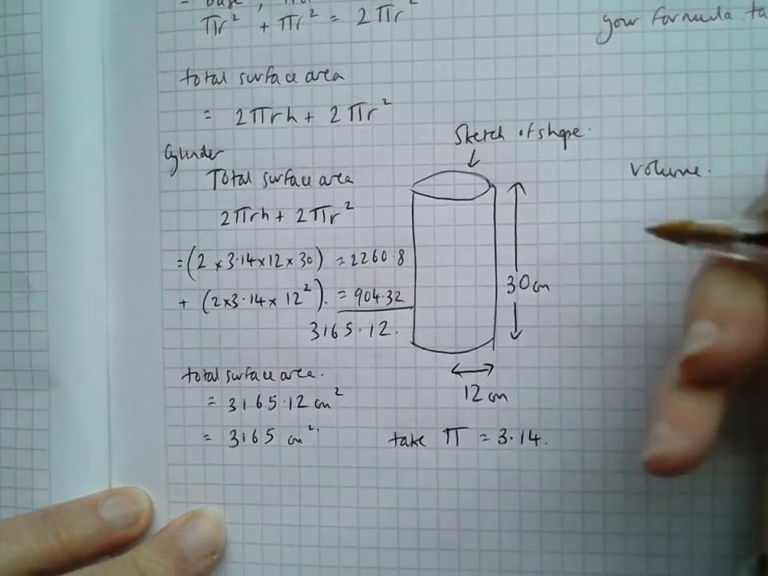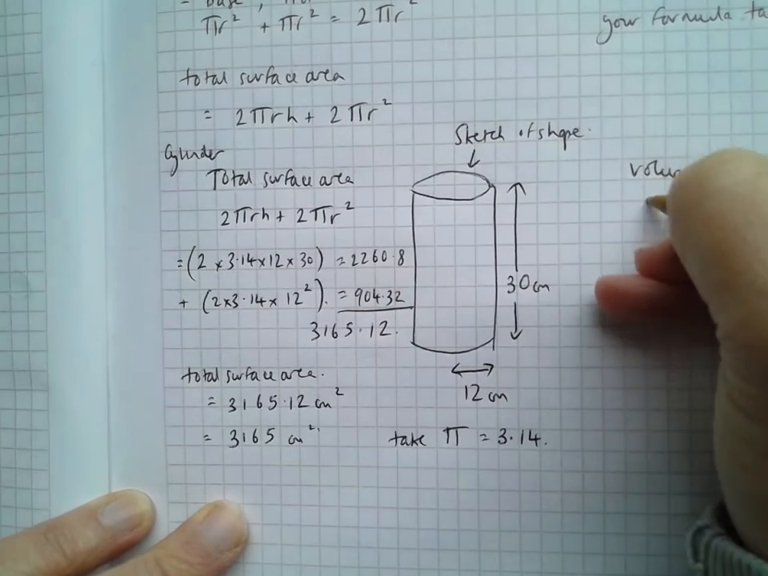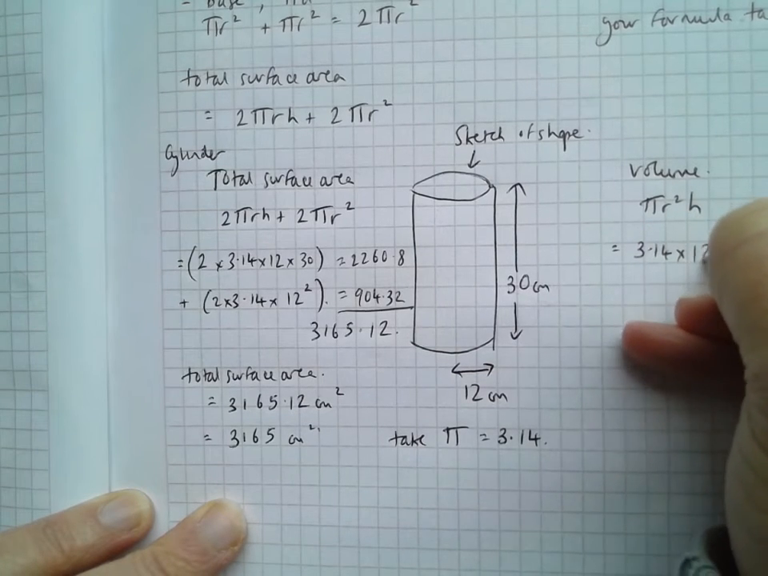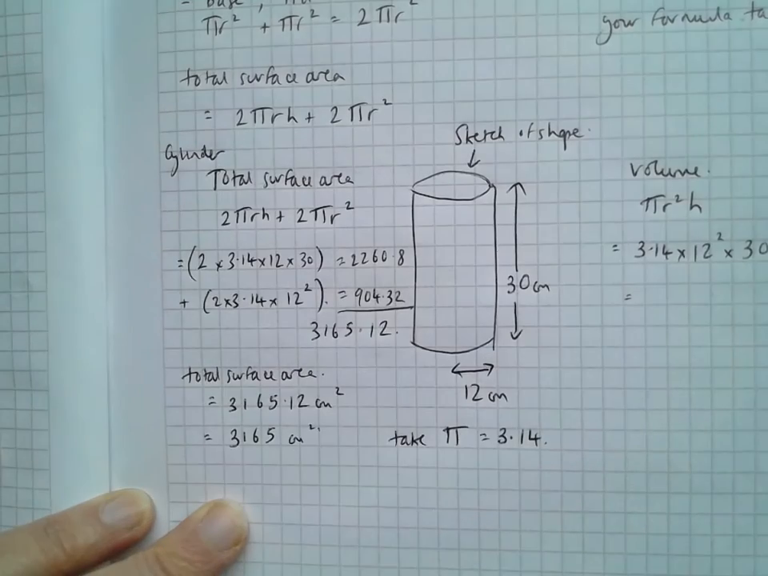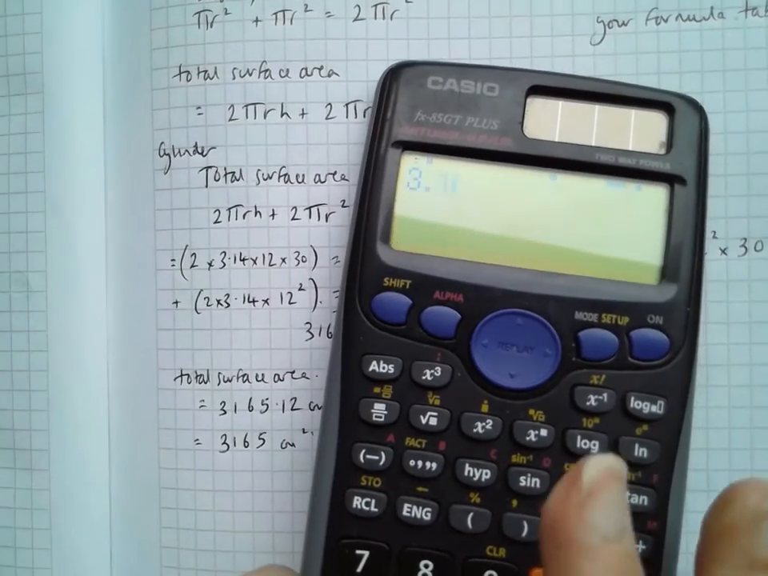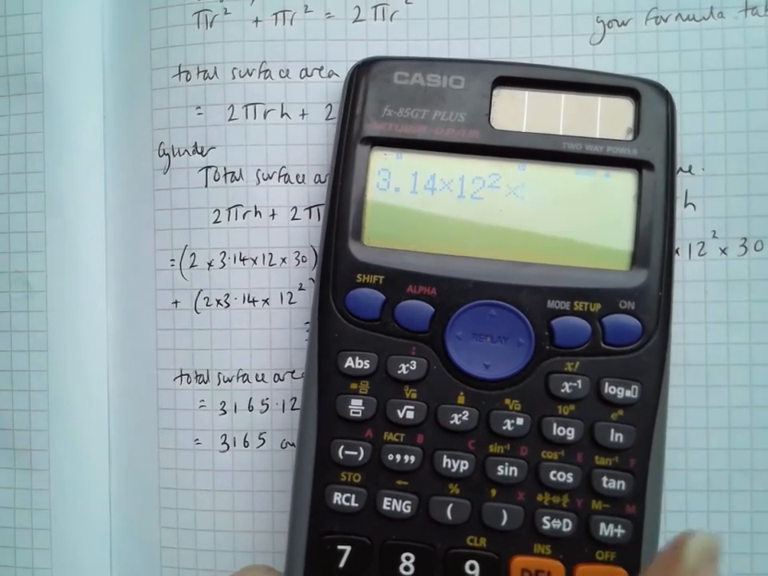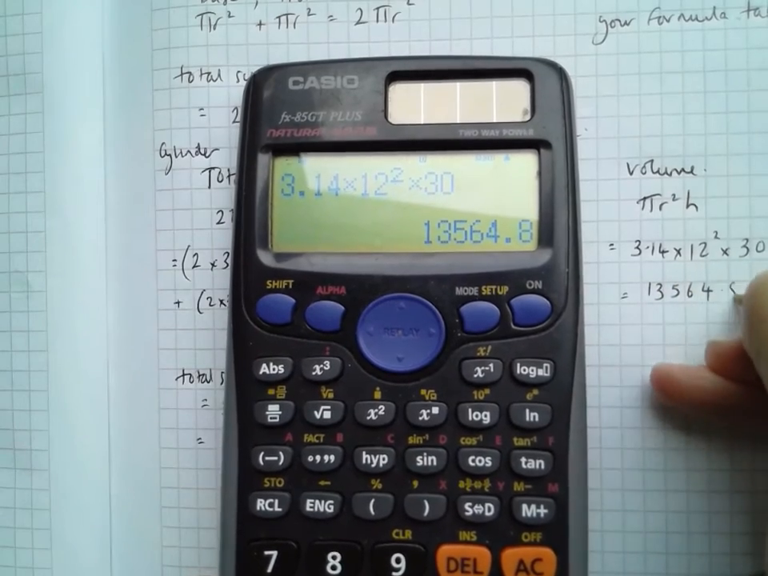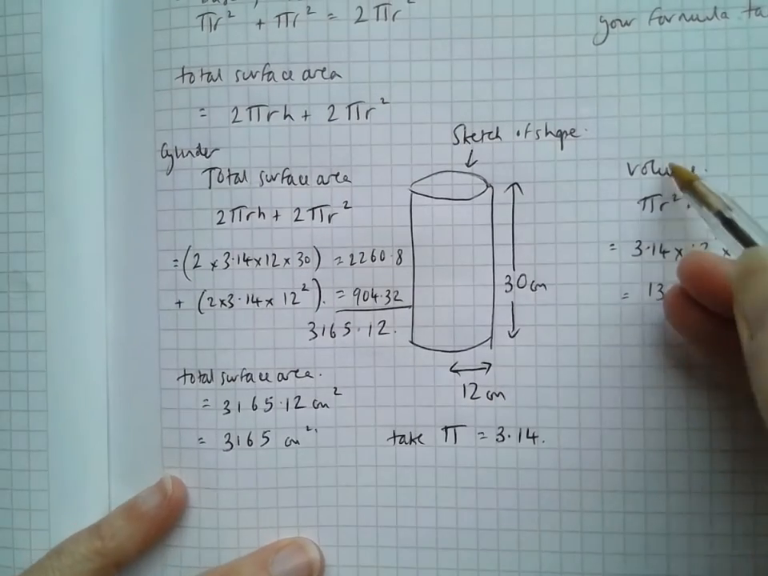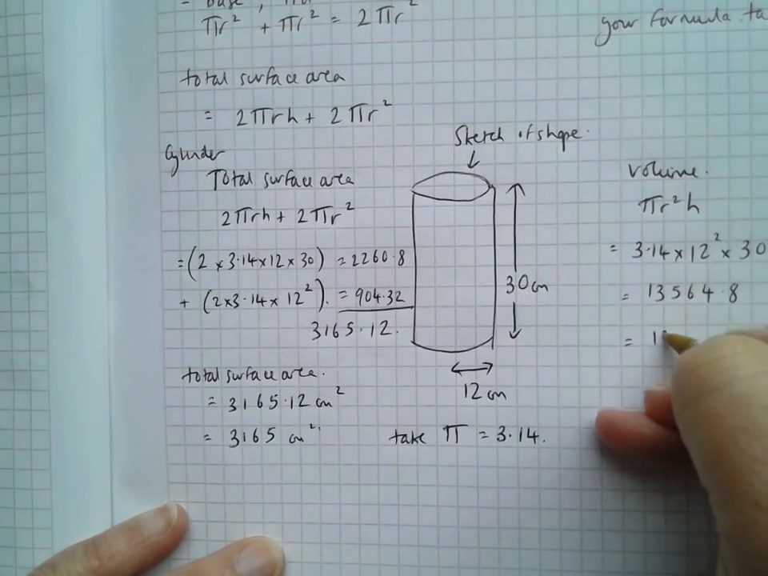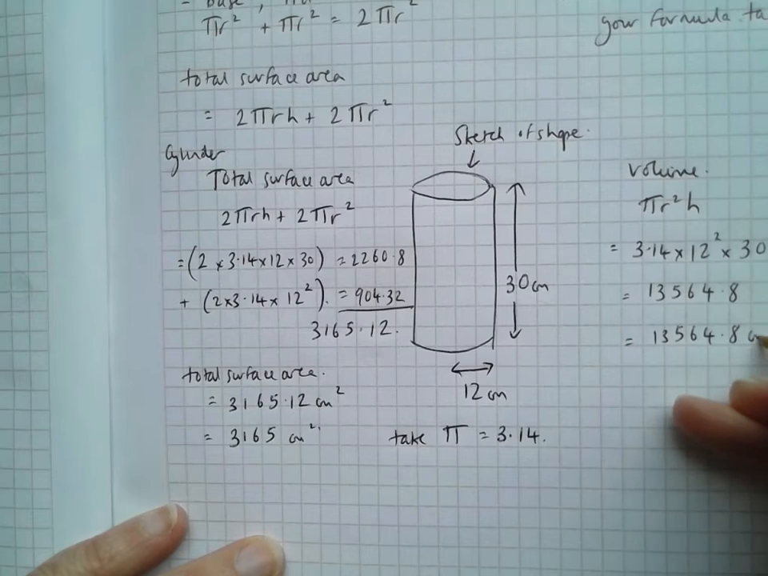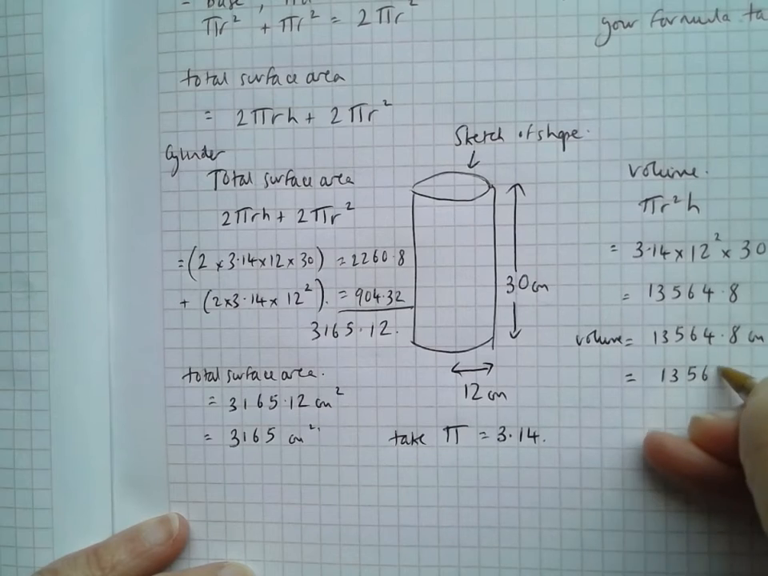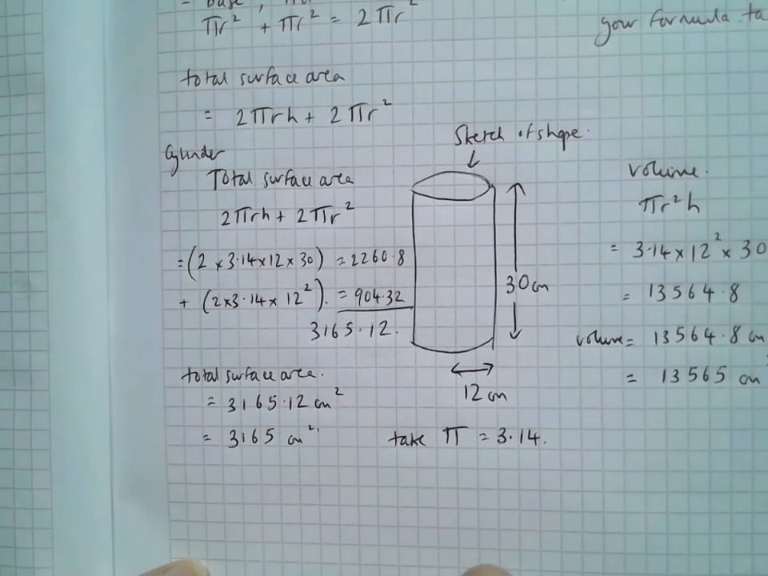And the volume. The volume of a cylinder we know is pi r squared h. So in this case that's 3.14 by 12 squared by 30. On the calculator, that equals 13564.8. What unit is that? Volume is centimeters cubed. So it's 13564.8 centimeters cubed for the volume, or to the nearest whole number, 13565 centimeters cubed. Okay, I hope that's useful.